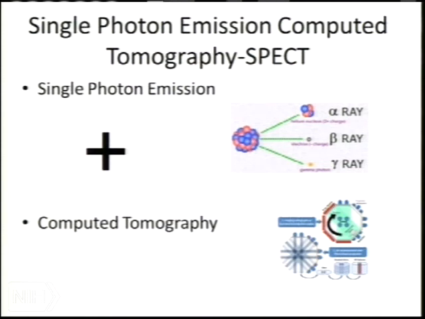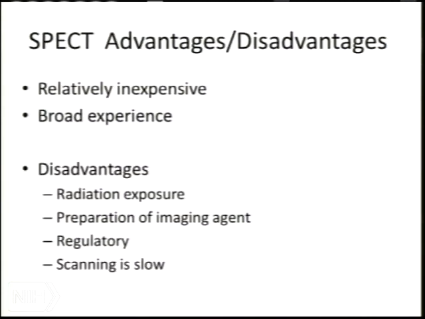So let's go on. I'm going to move on, in the last 15 minutes, to talk about single photon emission computed tomography, which is called SPECT, and PET. So single photon emission is combined with computed tomography to make SPECT. What's single photon emission? Well, it's kind of a fancy word for radioactivity because it's an isotope that gives off either an alpha ray, a beta ray, or more particularly a gamma ray. That's what we're looking for. And those gamma rays then go through the tissue and create the image.